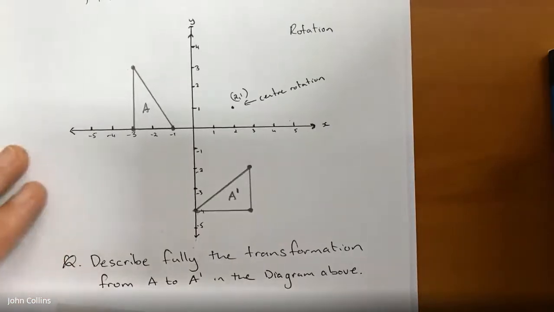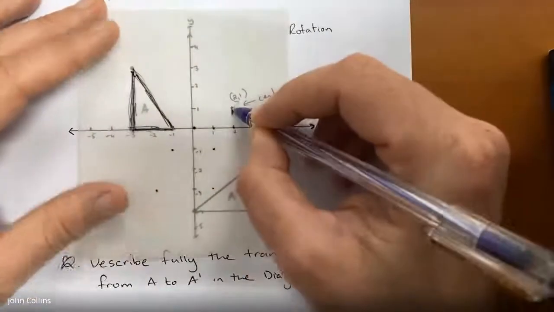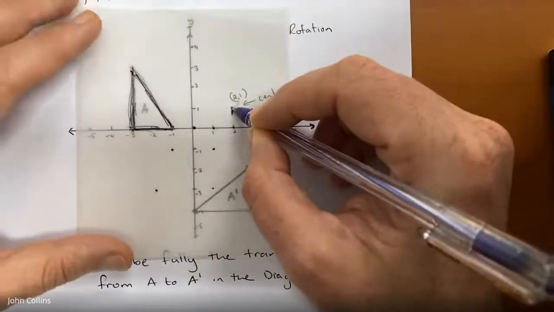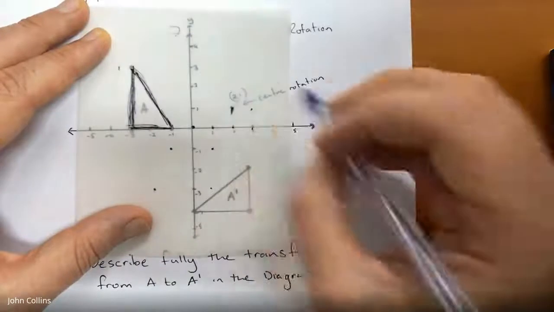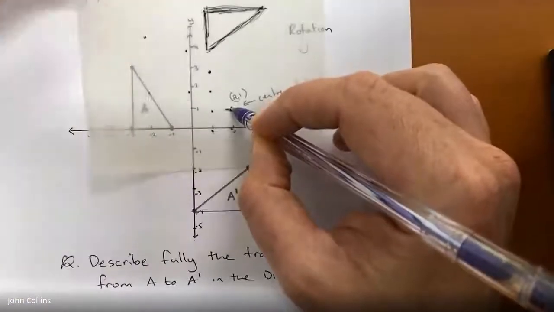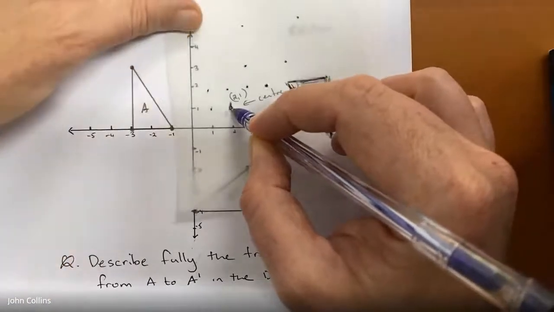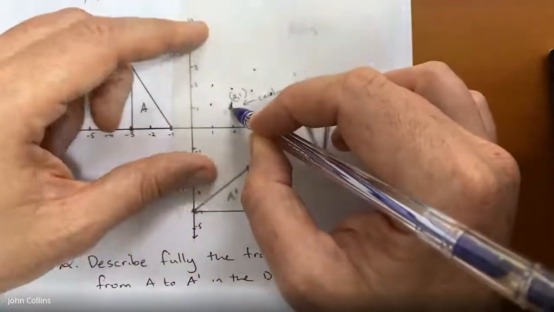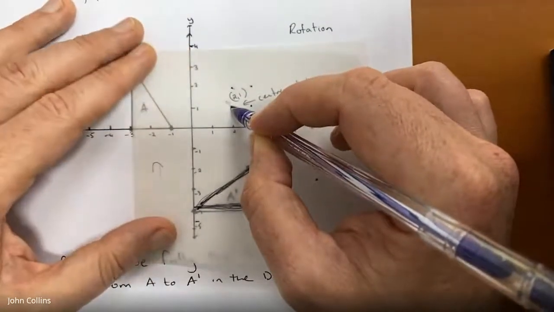Okay, so the angle and direction. Well, let's have a little look again. All right, so let's go clockwise first. So clockwise is this way, this way. Let's try it that way. So that would be 90 degrees. That is 180 degrees. That's 270 degrees. So it's 270 degrees clockwise.